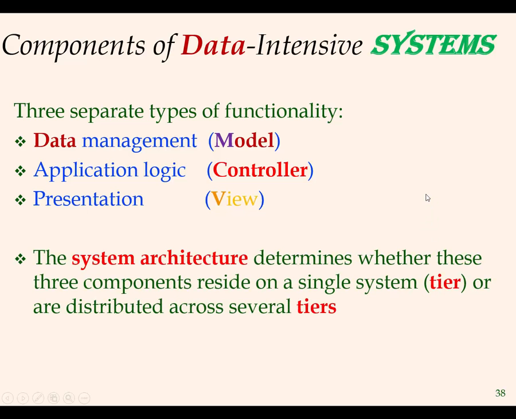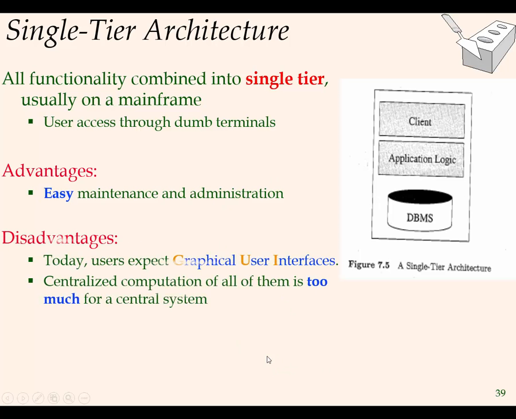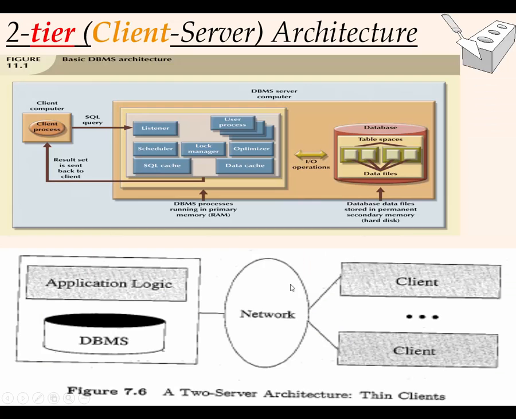Again, if you have one-tier architecture, the client, application logic, and the database are in one place. It is usually a mainframe. Again, everything has advantages and disadvantages. One advantage is that it is easy to maintain and administer. Disadvantage, they expect a GUI to access. So that's not two-tier architecture.